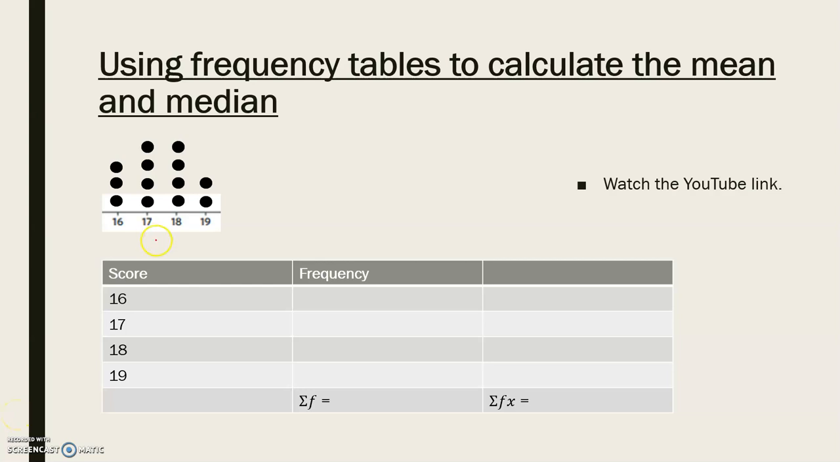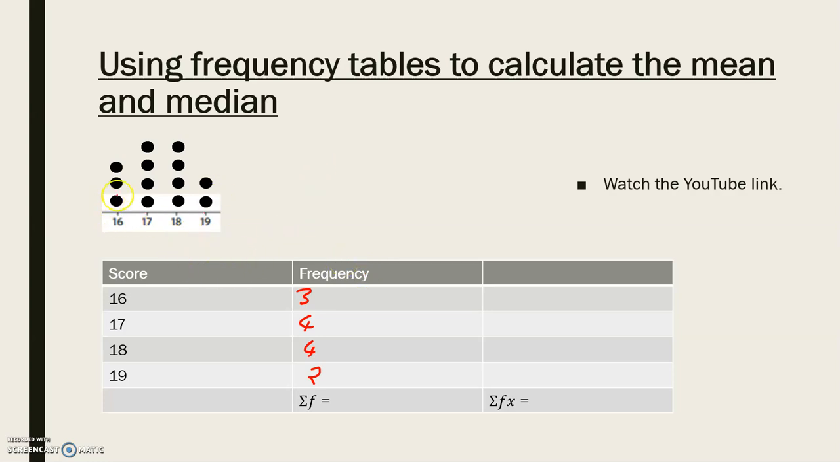With this next one, I'm assuming you know what a frequency table is already. So 16, if we look up here, happened 3 times. 17 happened 4 times. 18 happened 4 times. And 19 happened twice. And this part here was what we called a frequency table. But we're going to use this frequency table to calculate the mean and then the median.